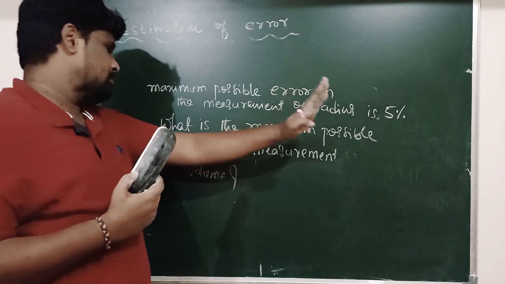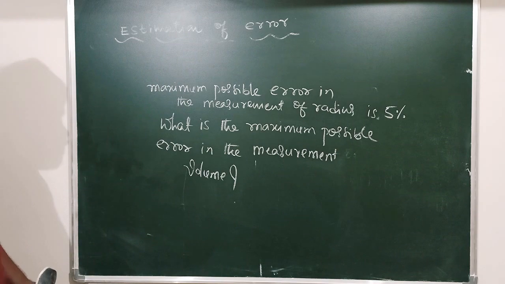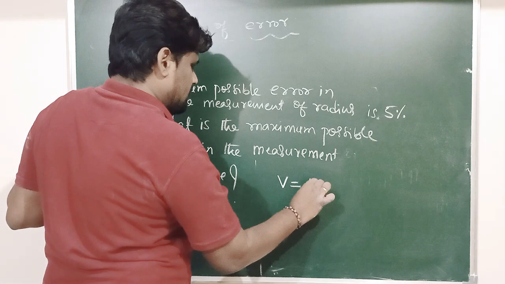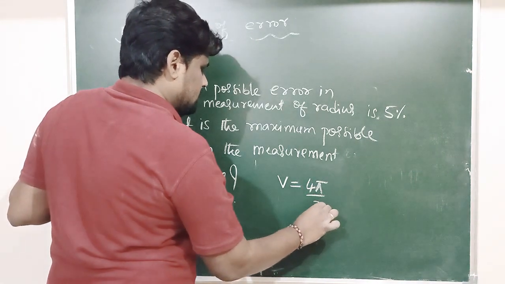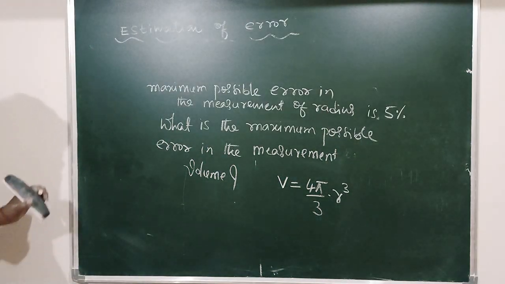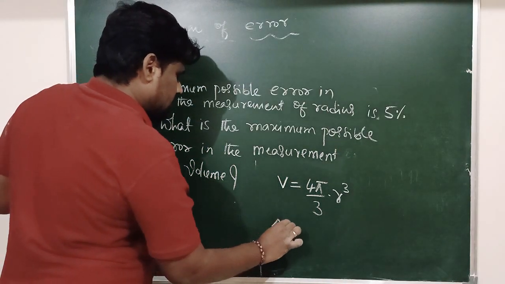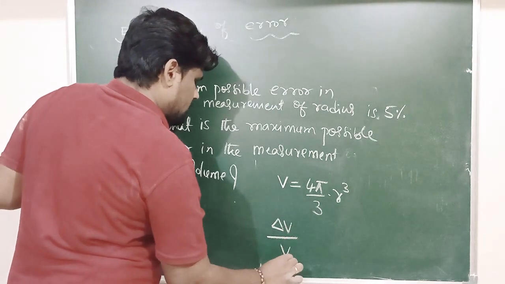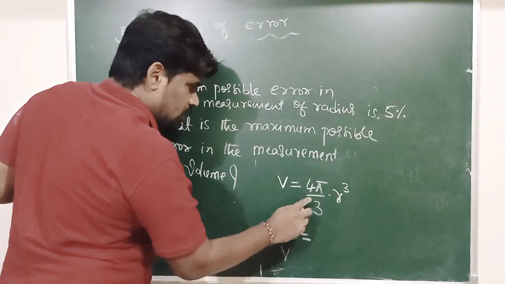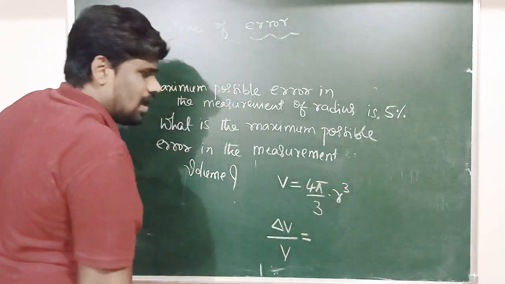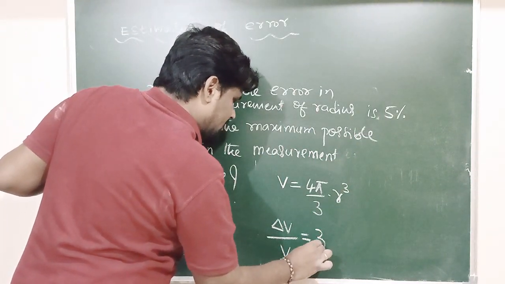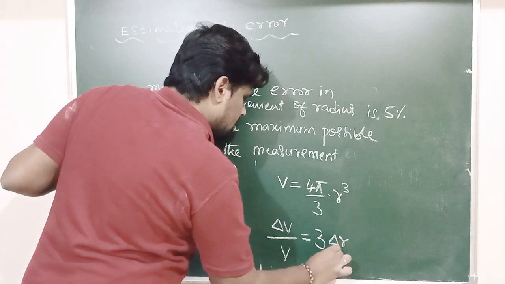What is the maximum possible error in the measurement of volume? Okay, what is the formula to calculate the volume? Once again, formula is given by 4 pi by 3 into r cube. What is the error in the volume? So the error in the volume is given by delta v by v, which is equals to, v depends on r here, r to the power 3. Therefore what is the maximum error? 3 times delta r by r.